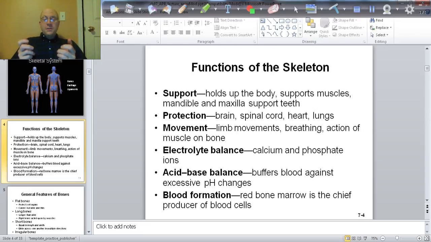Support. It's a set that is going to suspend the rest of your tissues. Holds up body, supports muscles, mandible, maxilla, supports your teeth. Even some of your organs are suspended internally from the inside of your rib cage.